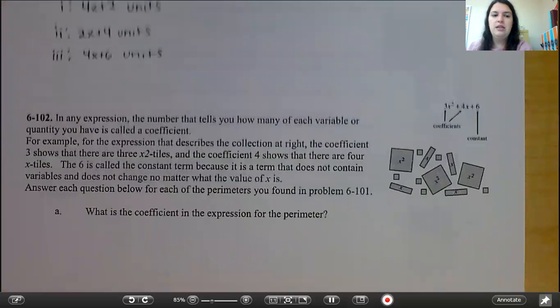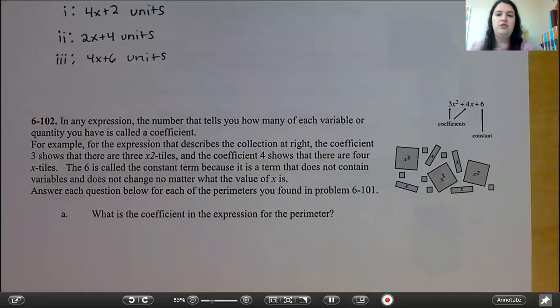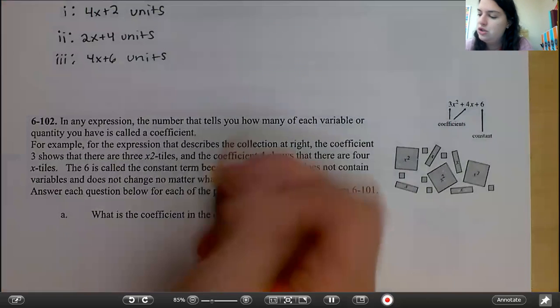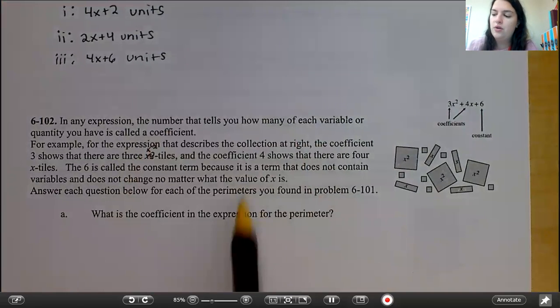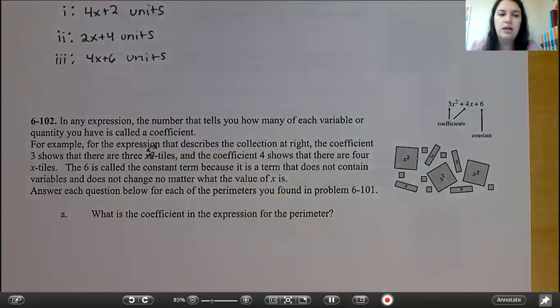Problem 6.1.0.2 says in any expression, the number that tells you how many of each variable or quantity you have is called a coefficient. For example, for the expression that describes the collection at right, the coefficient 3 shows that there are 3 x squared tiles, and the coefficient 4 shows that there are 4 x tiles. The 6 is called the constant term because it is a term that does not contain variables and does not change no matter what the value of x is. Answer each question below for each of the perimeters that you found in problem 6.1.0.1.